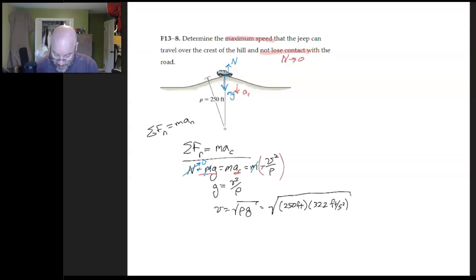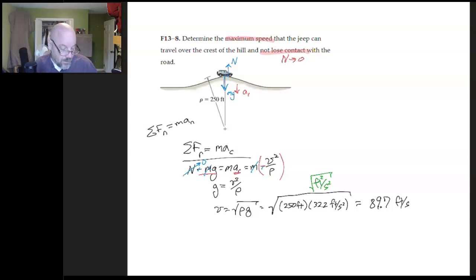Boom. And a quick look at our units. You can see we're going to have feet squared over seconds squared, but we're taking the square root of that, so it all comes out in the wash. And we end up with 89.7 feet per second. Just like so. Anyway, there we go.